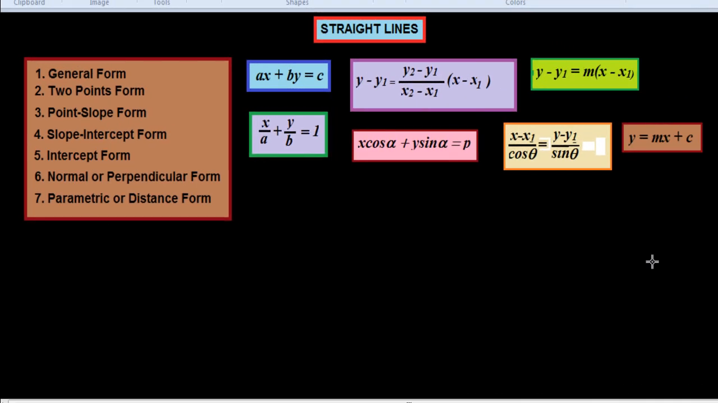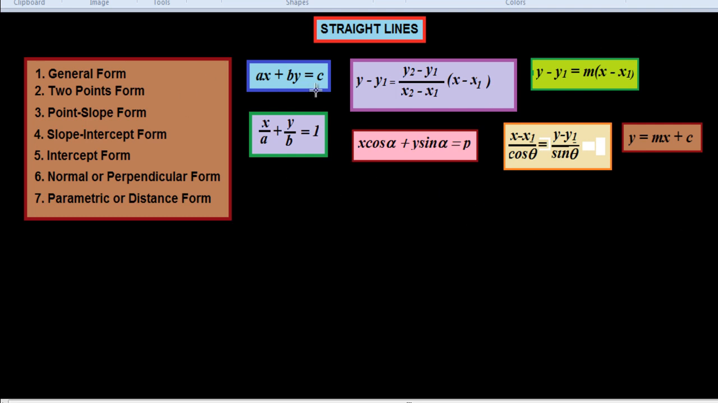In this session we will study straight lines. Different forms of straight lines are there. You can see here the general form, two-point form, point-slope form, slope-intercept form, normal or perpendicular form, and parametric or distance form. So look at this, different sorts of forms of straight lines are there.